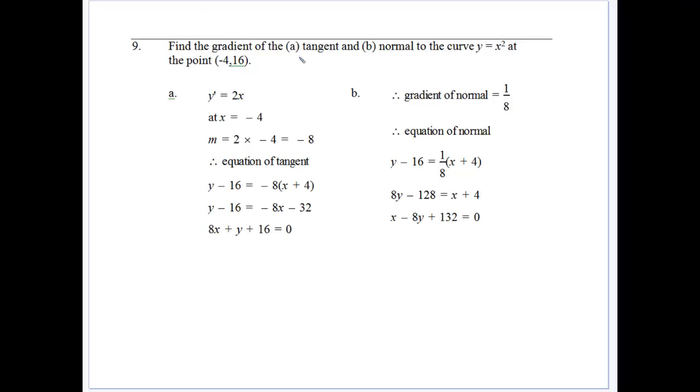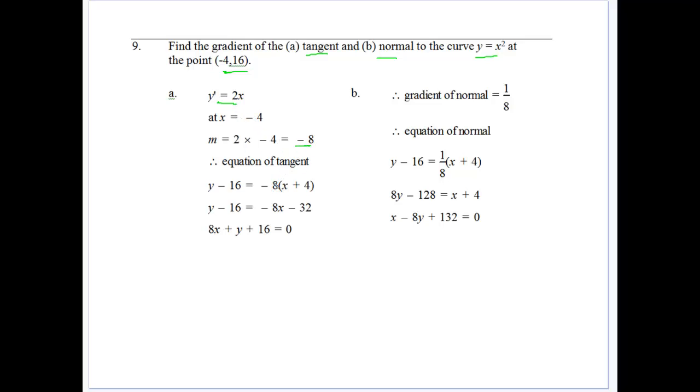Question 9, this time we want to get the tangent and the normal at the curve y is equal to x squared. We're given the point (-4, 16), so we don't have to work out our point, but we do need to work out our gradient. So the first derivative function, the gradient function, is 2x. At x equal to minus 4, the gradient of the tangent would be minus 8, because 2 lots of minus 4 gives us minus 8.